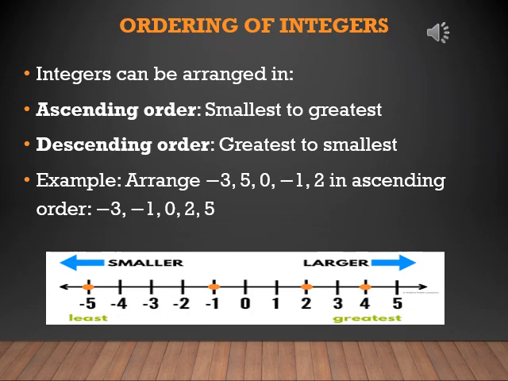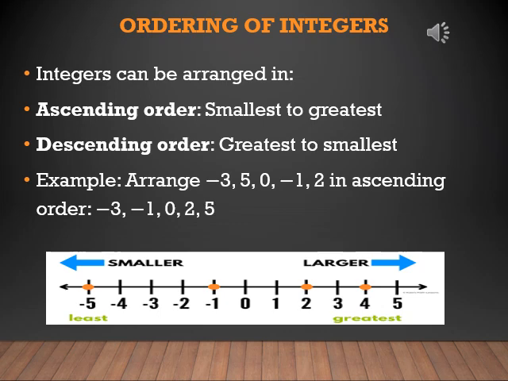Now ordering in descending order. Again imagine the number line. Read the numbers from right to left. Arrange 3, minus 2, 1 and minus 4 in descending order. Order is 3, 1, minus 2, minus 4. While going from right to left, numbers keep decreasing.